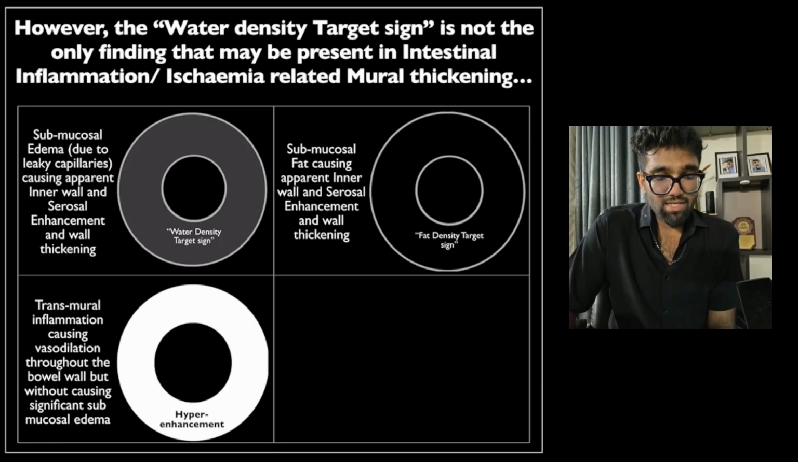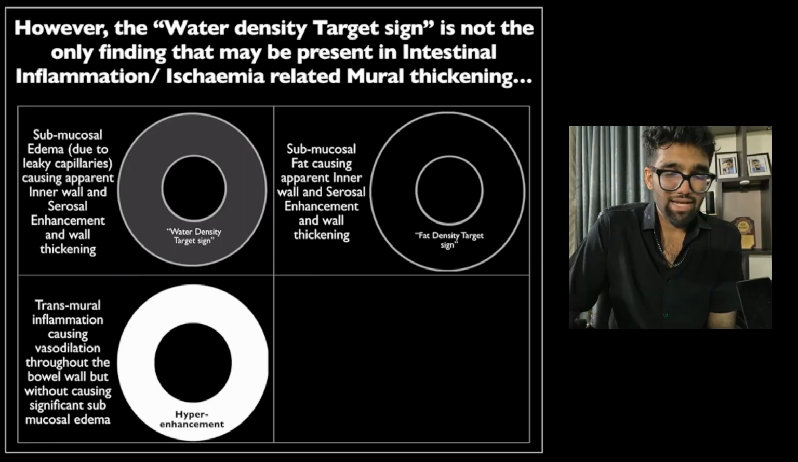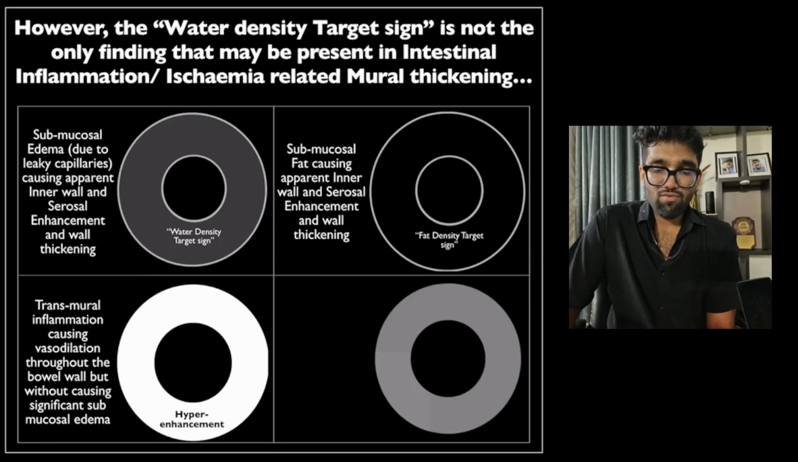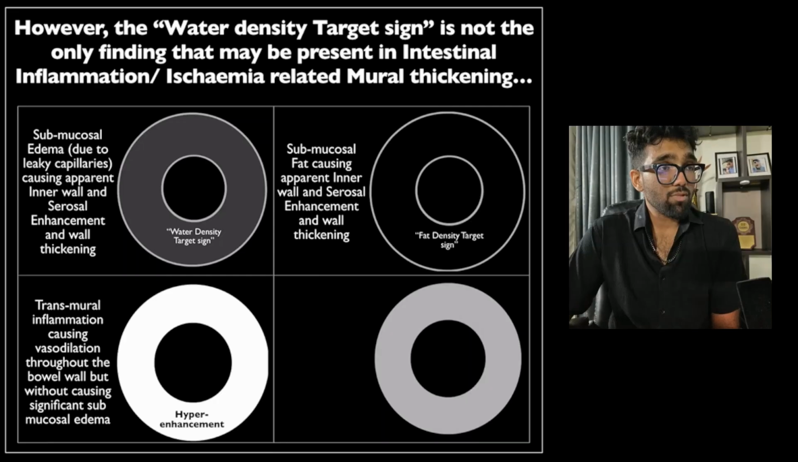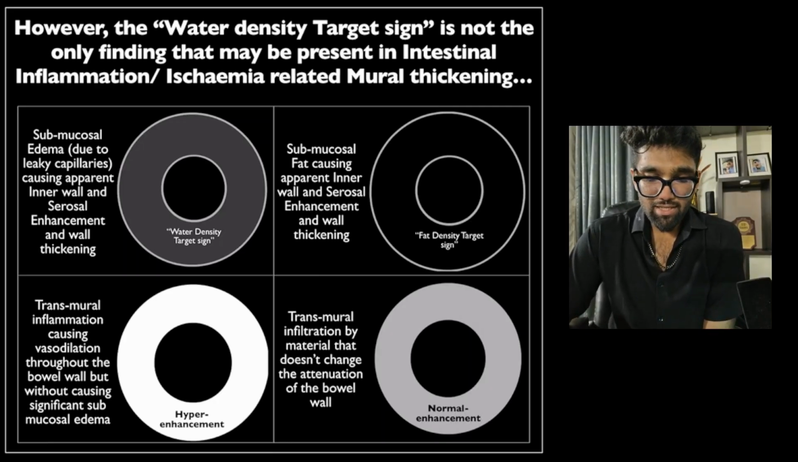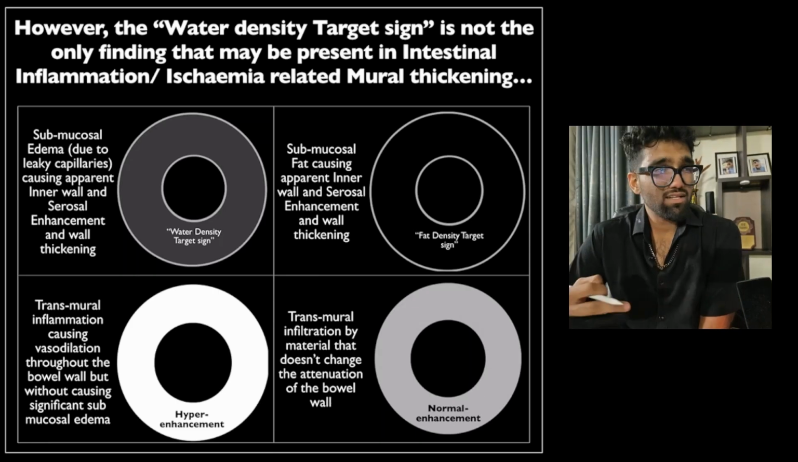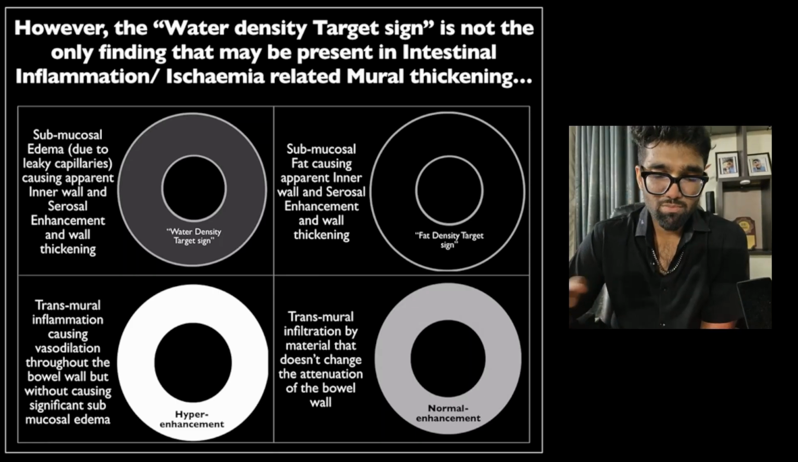This means there is transmural inflammation causing inflammation related vasodilation. So when you give contrast, a lot of contrast goes into the submucosal wall, and there is not enough submucosal edema to cause blanching of those blood vessels. Now finally we have a normally enhancing bowel wall. So this is normal enhancement. Normal enhancement typically occurs when there is transmural infiltration of the bowel wall by material that has attenuation similar to that of the normal bowel.